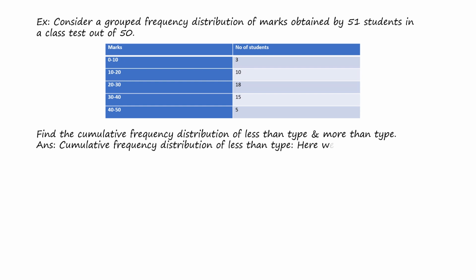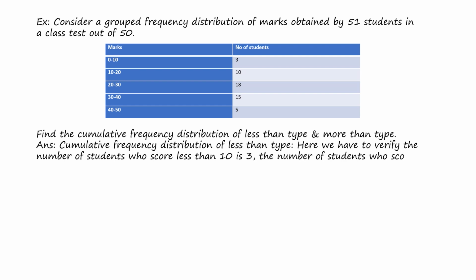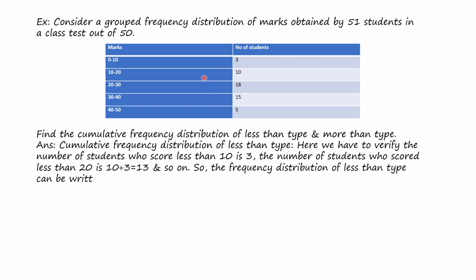Cumulative frequency distribution of less than type. Here we have to verify the number of students who score less than 10. Less than 10, in the given table, the number of students who scored less than 10 is 3. The number of students who scored less than 20 is nothing but 3 plus 10, because the students who scored less than 10 also scored less than 20. So it's 3 plus 10. Now the number of students who scored less than 30 is nothing but the number of students who scored less than 20 plus the number of students in the next class. That means the sum total of all these three.